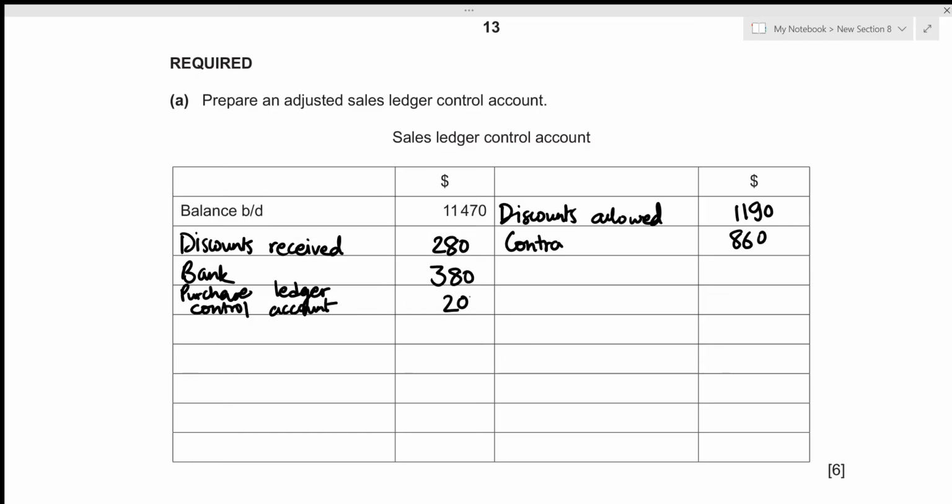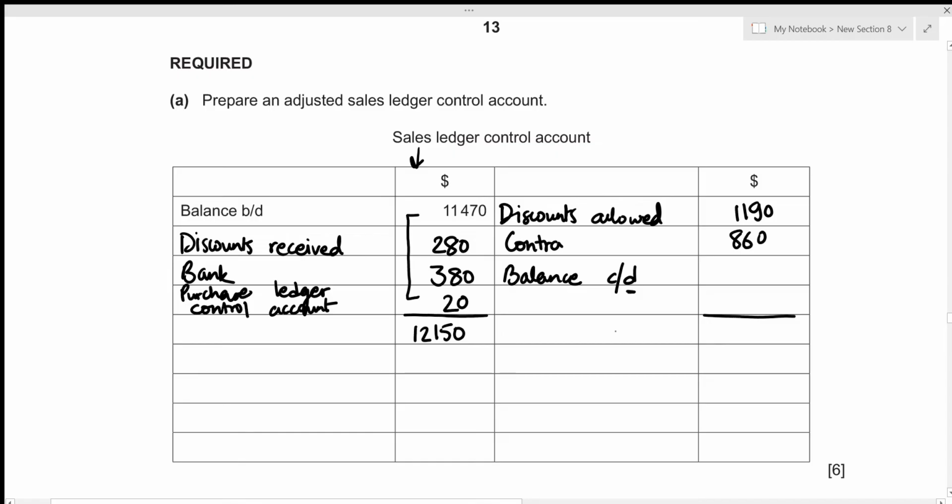Alright, we've already included all of the errors that we identified earlier, so we can just figure out the closing balance. So since the opening balance is on the debit side, closing balance will be on the credit side. So we can write it down as balance CD or balance carried down. So let's calculate the total. Since we are trying to figure the balancing figure on the credit side, we will first have to total the debit side. So in order to do so, we will just add these four amounts. So that's 11,470 plus 280 plus 380 plus 20, which gives the total to be 12,150.